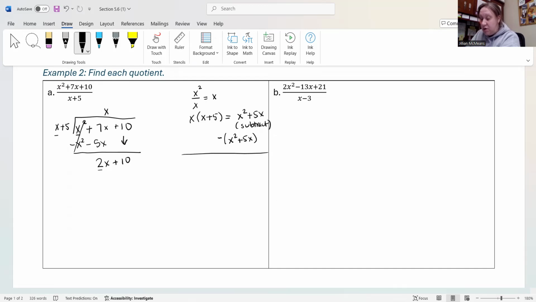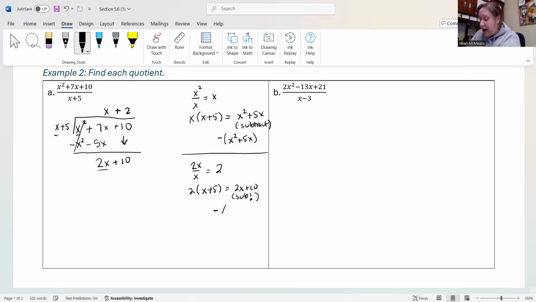I take the first term of my new dividend, which is 2x plus 10, and divide it by the first term of my divisor, which is x. 2x divided by x is just 2, since x divided by x is 1. So I'm going to put a plus 2 here since the 2 is positive. Now I take plus 2 and multiply it by the divisor, 2 times x plus 5, which gives me 2x plus 10. But remember, we have to subtract it.